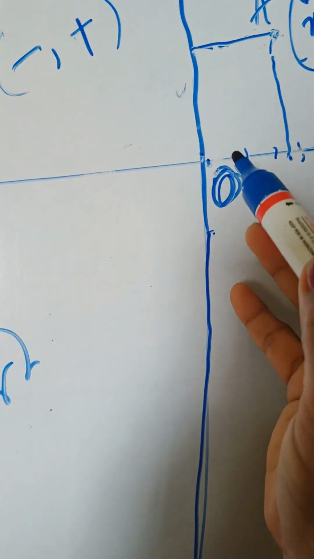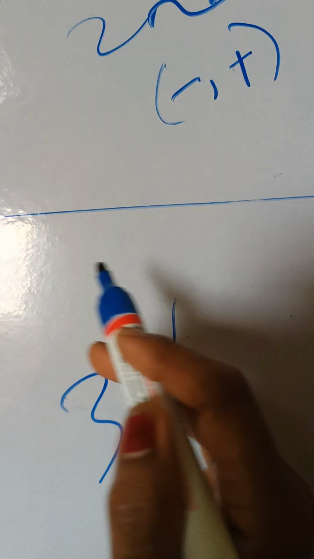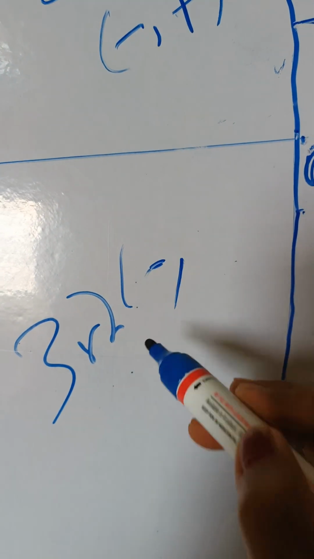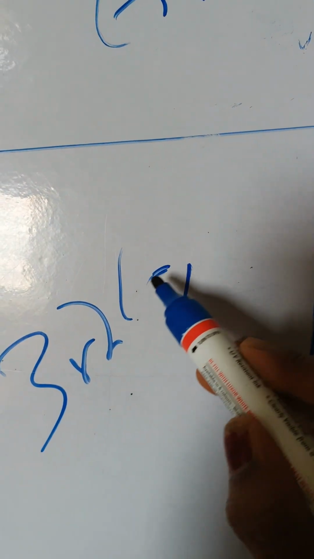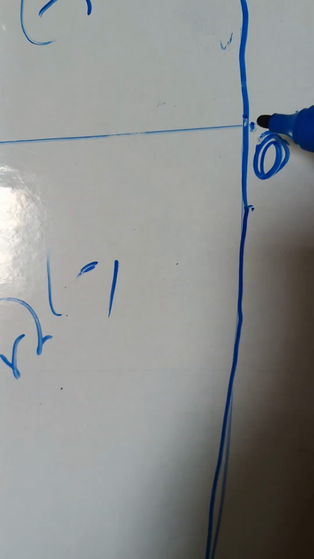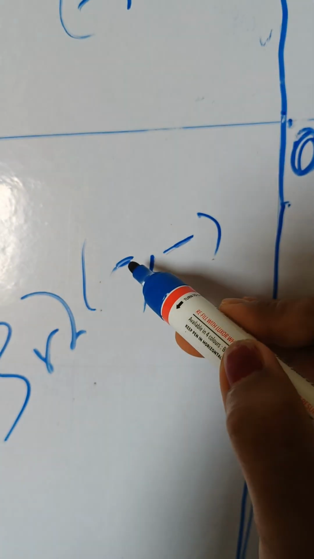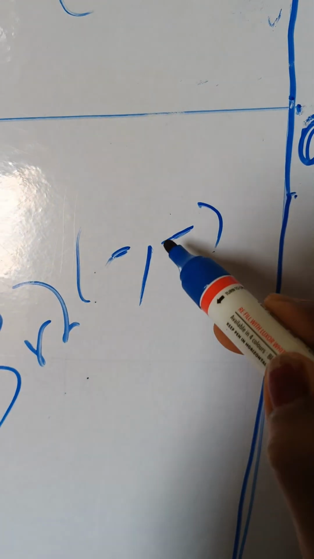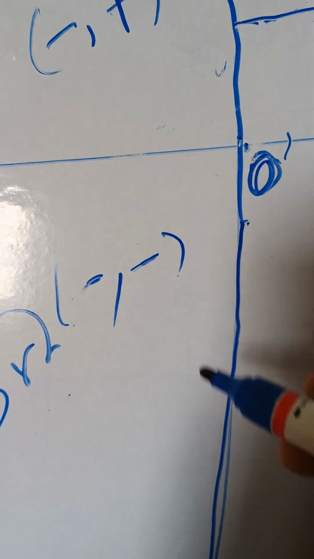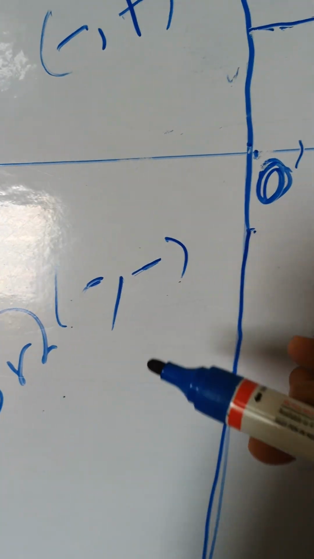Come to the third quadrant. Look at this. All the values of x we will get negative. That's why the x coordinate will be negative. Always we write the x coordinate first, then we write the y coordinate. So the x coordinate is negative and the y coordinate will also be negative, because this is a negative value, and this way also we will get a negative value. The x coordinate will be negative, the y coordinate will also be negative.